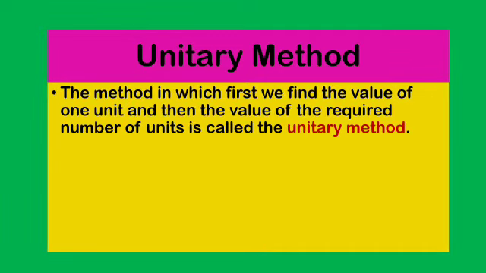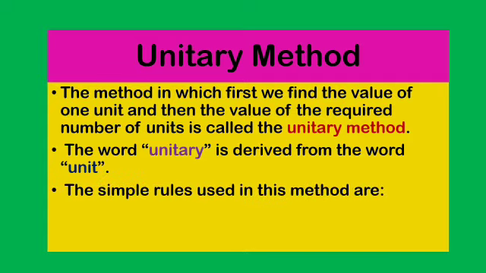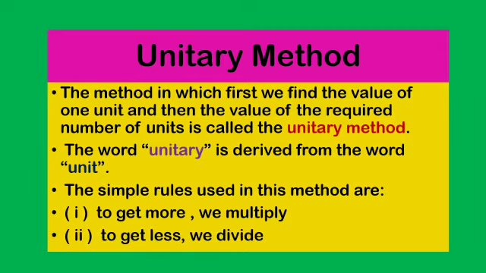The method in which first we find the value of one unit and then the value of the required number of units is called the unitary method. The word unitary is derived from the word unit. The simple rules used in this method are: to get more, we multiply; to get less, we divide.